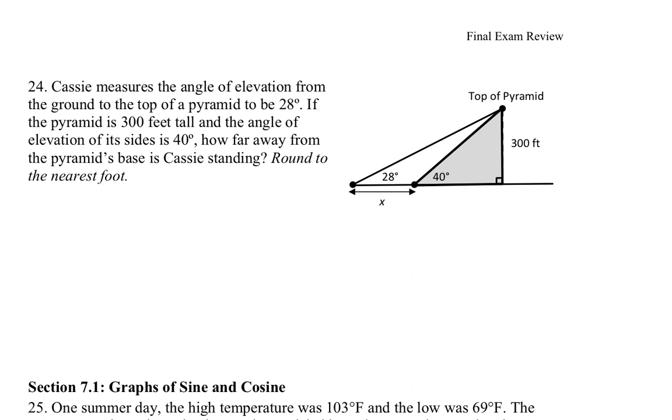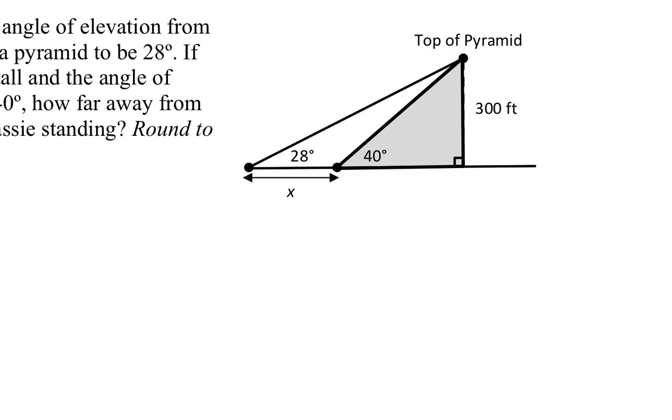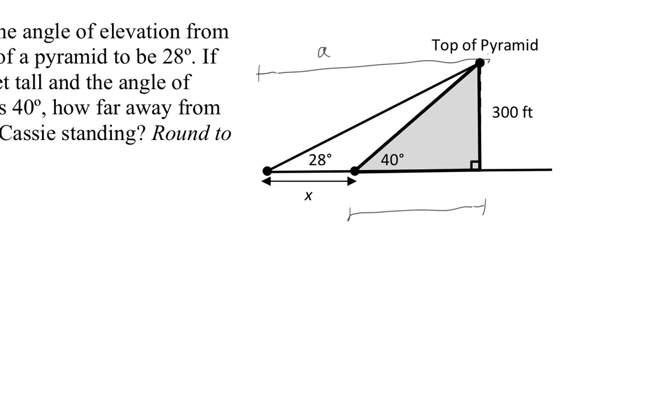So in order to do this, we're going to have to do a little bit of fancy trigonometry, but I guess our first goal is going to be determining this distance, and then determining this distance, and from there we can find x. So I'm just going to label this distance from Cassie to the center of the pyramid, or the top horizontally, as A, and then the distance from the edge to the top horizontally as B.